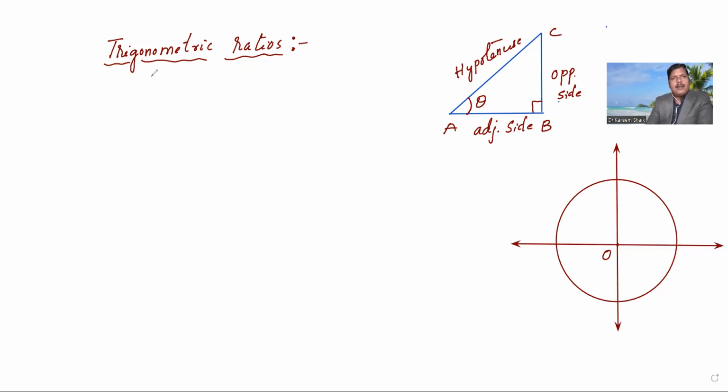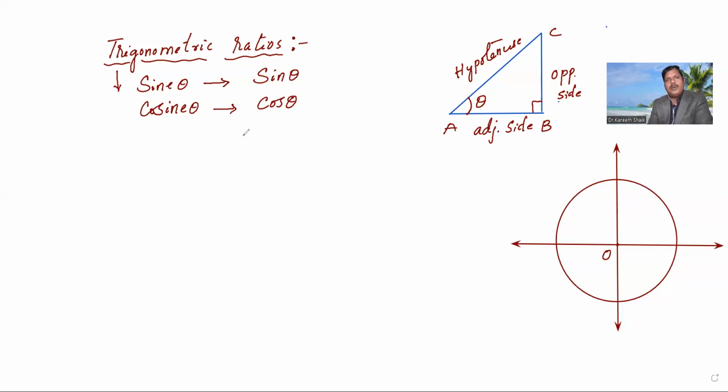Now, in trigonometry, fundamentally we have three ratios. Those are sine theta, but we have to write it simply as sin theta, and cosine theta, which we can simply write as cos theta. We have to pronounce it as cos theta. Then tangent theta, which we will pronounce as tan theta.